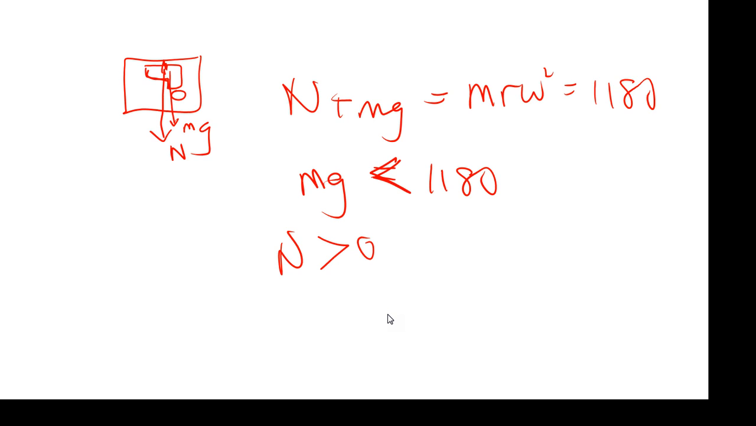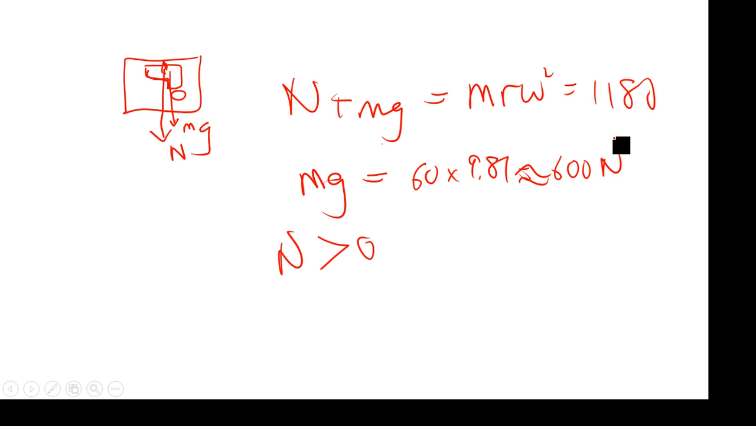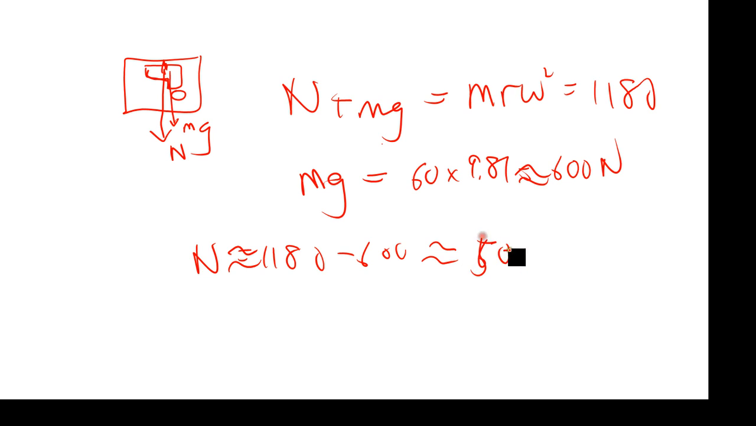Okay, what's the value of mg? What's the mass of the man? 60, right? g is 9.81, so this gives me around 600 newtons. Correct? This means that N equals 1180 minus 600, which is roughly 580 newtons. It means that N is not 0. That's basically what I'm trying to say, which means that I can slow down until N becomes close to 0.